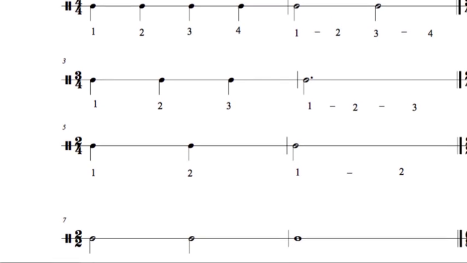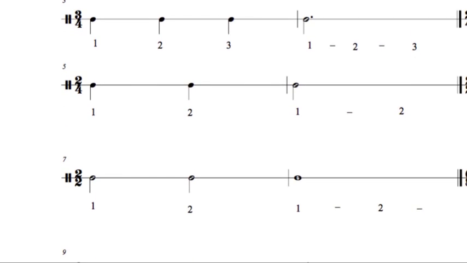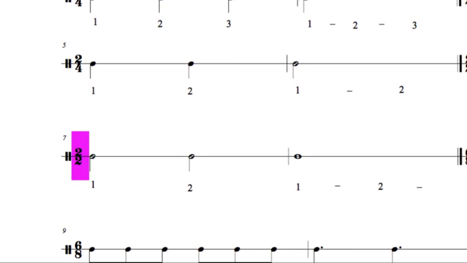Next, we have 2/4 time. 2/4 time means there are 2 beats per measure. Quarter notes get one count. To count this rhythm, it goes like this. 1, 2, 1, 2.